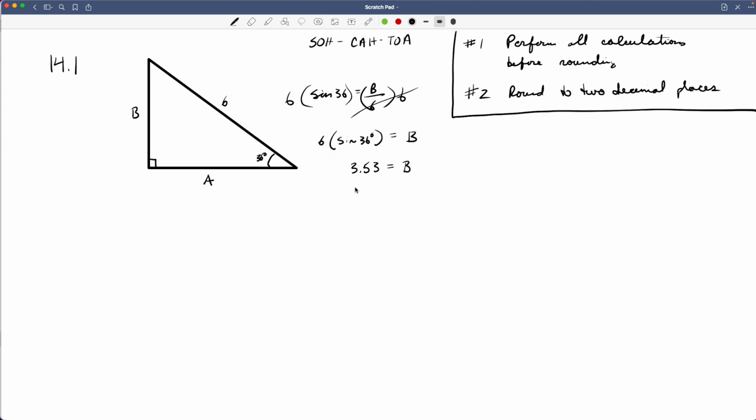So, if at all possible, follow the rules you're given unless you're given different rules to follow. Okay? Perform all calculations before rounding, and then when you're done, round to 2 decimal places, and you're much more likely to get that right. And this is the answer the book has, and it has that because we did this, or because they did this. So this is 3.53.